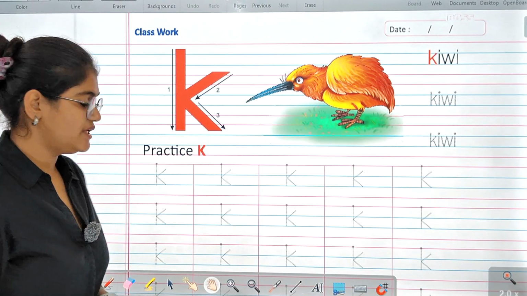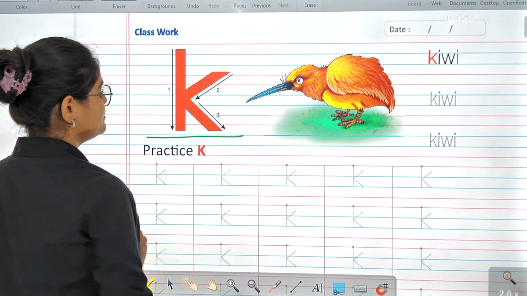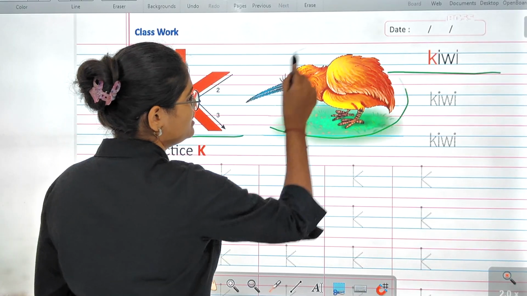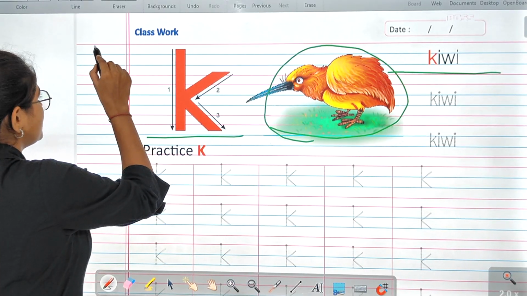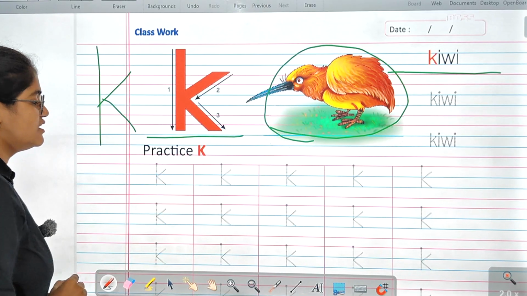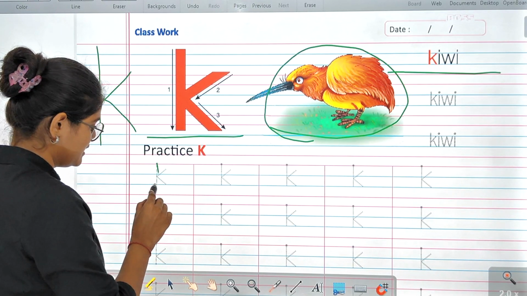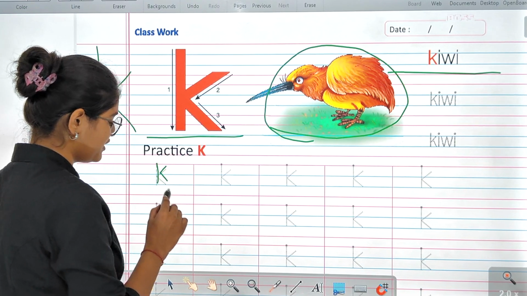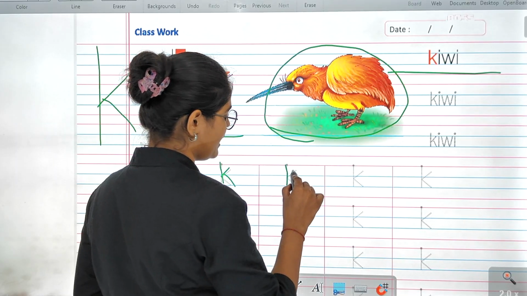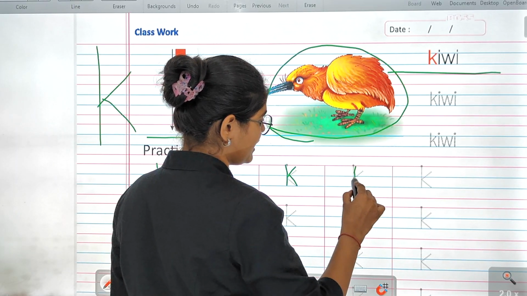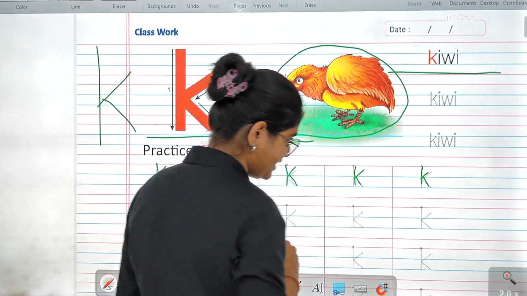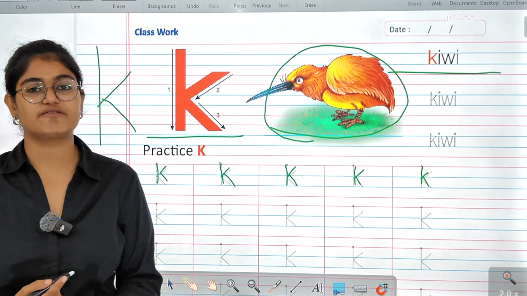The next alphabet is K. K stands for kiwi, and kiwi is a bird. Let's see how to make K: a standing line and two slanting lines. Let's make it in the lines. K for kiwi. K for kiwi. And hence we have completed.